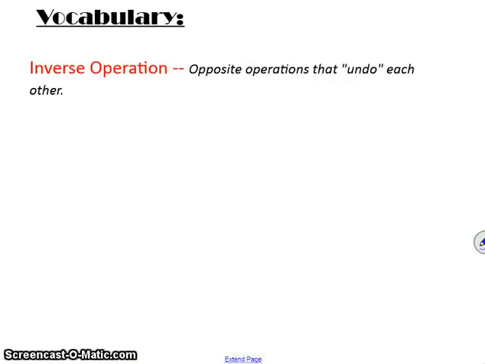This is your vocabulary word, inverse operation. So make sure that you write this down in your vocabulary section in your notebook. An inverse operation just means the opposite operations that undo each other, and we'll talk more about that.